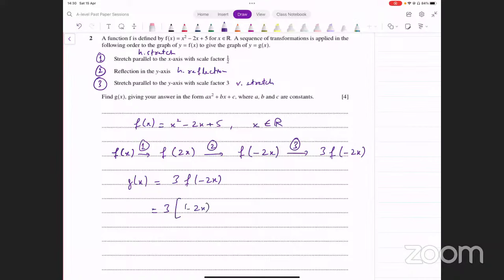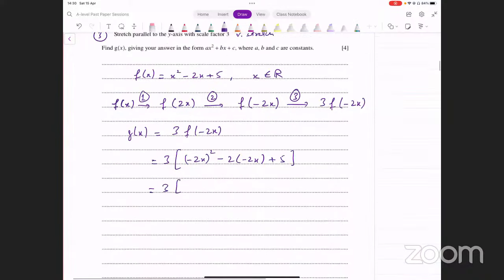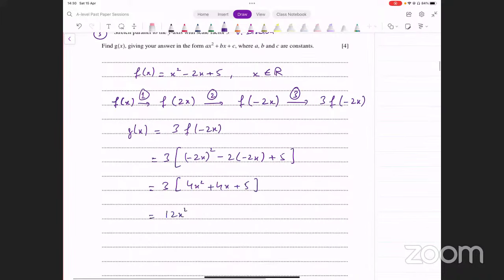So you have minus 2x whole squared minus 2 into minus 2x plus 5. And then you simplify this. This gives you minus 2x whole square, that's 4x square plus 4x plus 5. And this gives us 12x square plus 12x plus 3 into 5, which is 15. So that's the final result that we get from this. This is what g of x turns out to be. Okay, so that's what we were looking for.